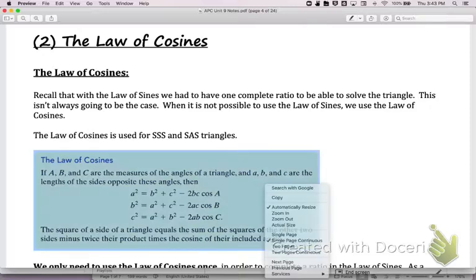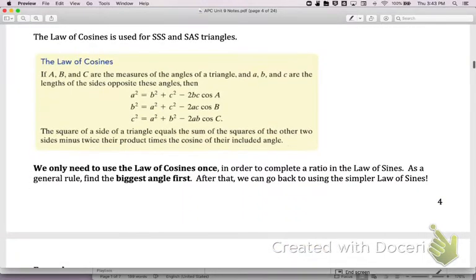The law of cosines comes in many forms, but this is essentially how it works, and I just remember the pattern. Remember, lowercase letters are sides, capital letters are angles. So a squared is equal to b squared plus c squared minus 2bc times the cosine of A. Now here's how I remember the pattern.